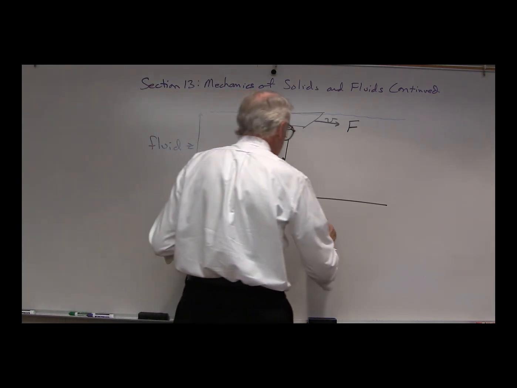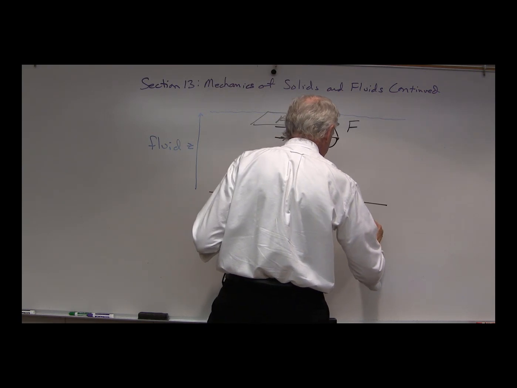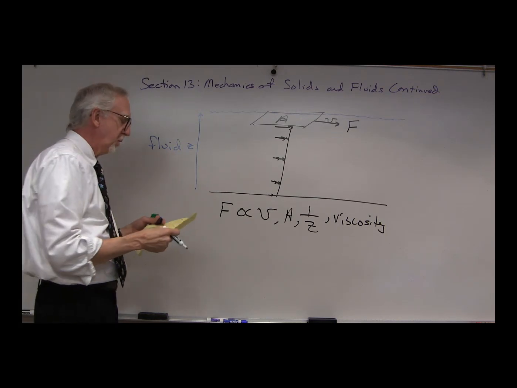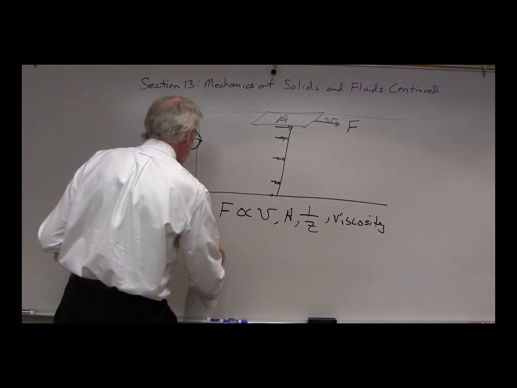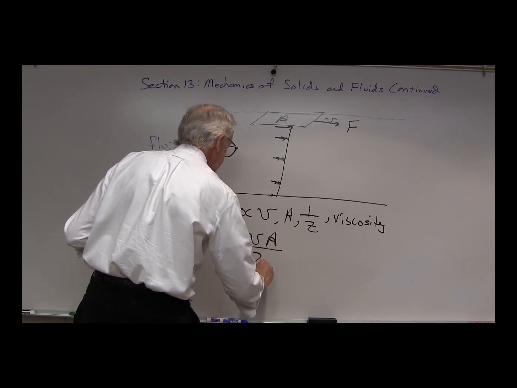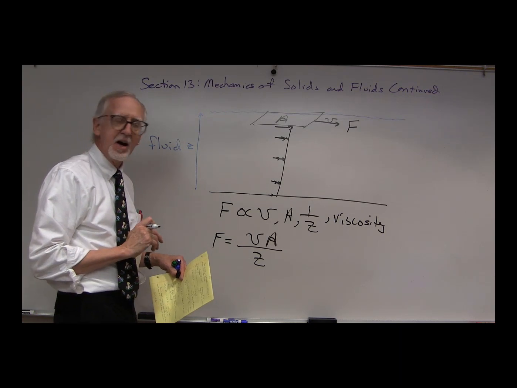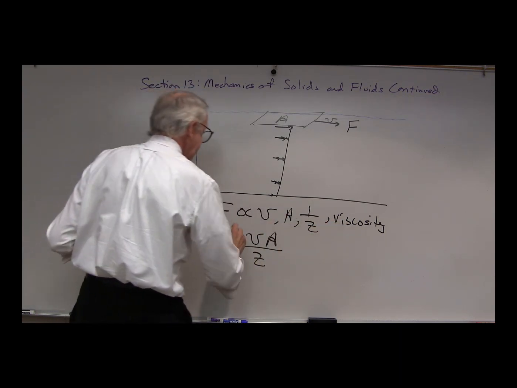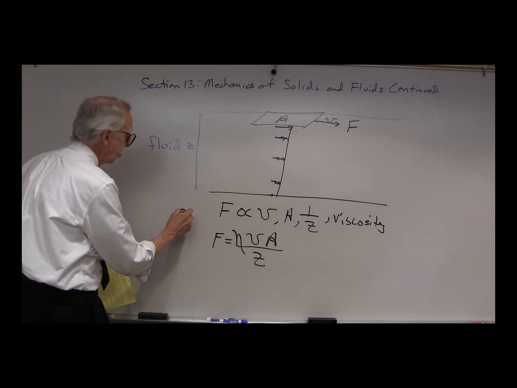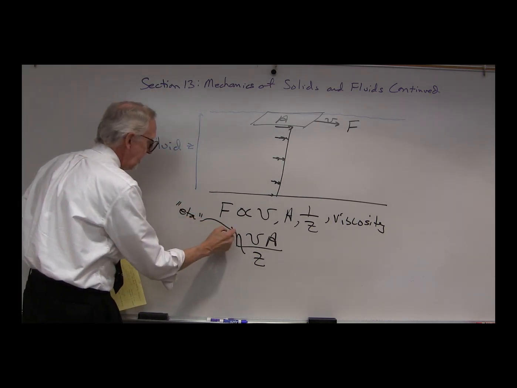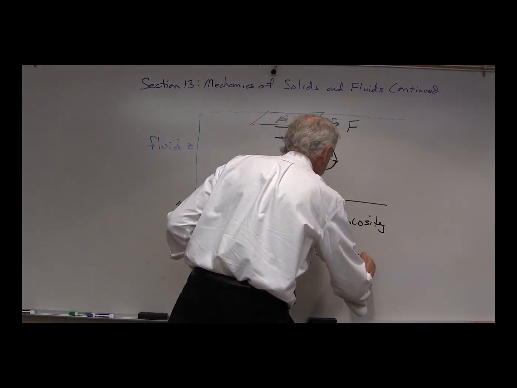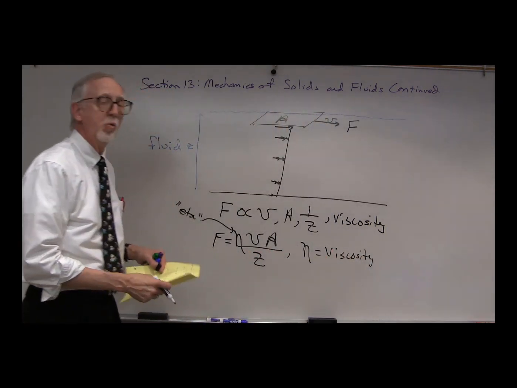And then also with the viscosity. The more viscosity, the harder it is going to be to pull. Well, we'll make this into an equality, and we'll write that F is equal to v times A over z, and then we'll introduce a constant that will represent the viscosity, and that is the Greek letter eta. This is a lowercase Greek letter eta. And eta is equal to the viscosity. So that's how we'll measure the viscosity.